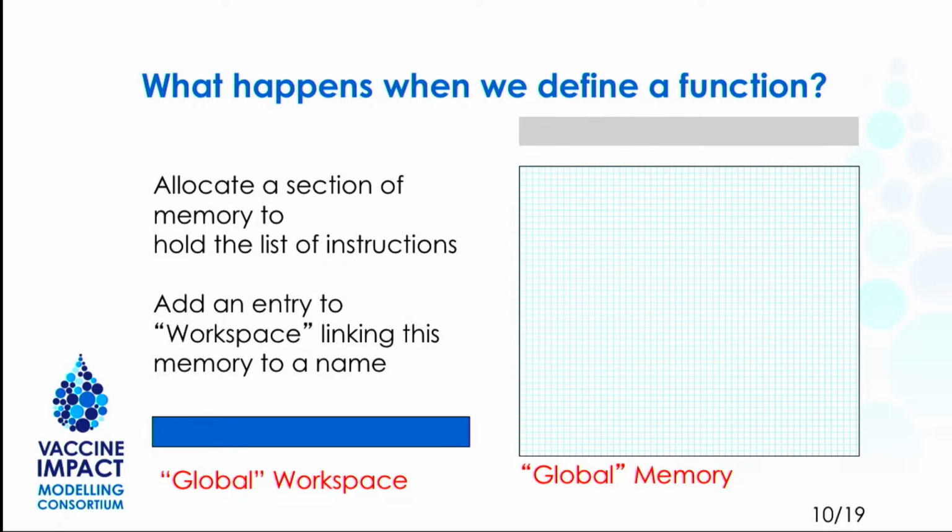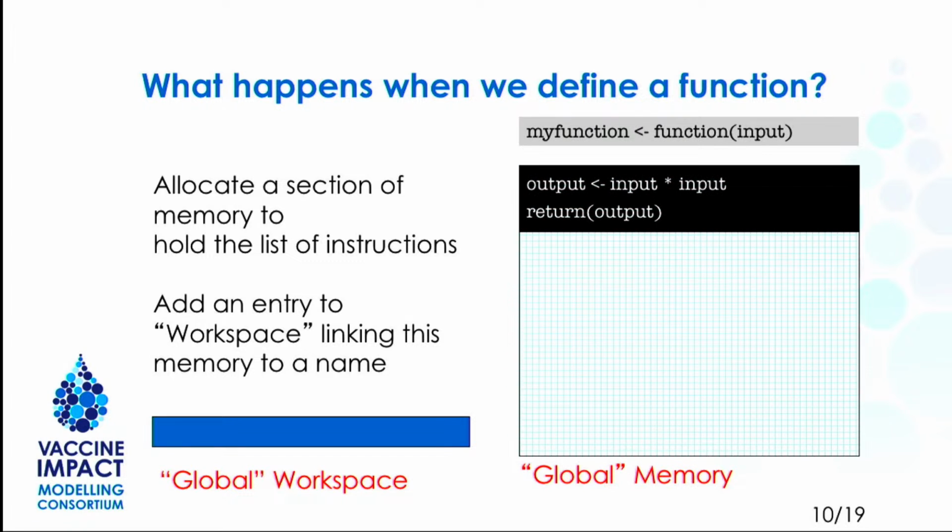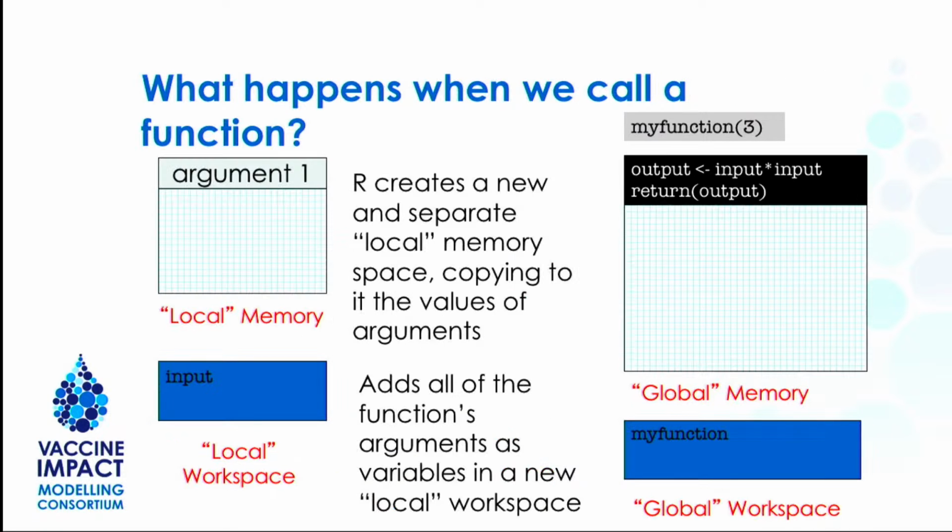When we define a function, it grabs a bit of memory and puts into that memory the instructions which are within our function, the things that we want done when we say we want to use that function. It adds an entry into what's called the workspace, which links this location in memory with a useful human-friendly name like my function, which will show up in the global workspace on your right-hand pane in the default view of RStudio. You'll be able to see there's a function there. If you click on it, you'll be able to see what the code is.